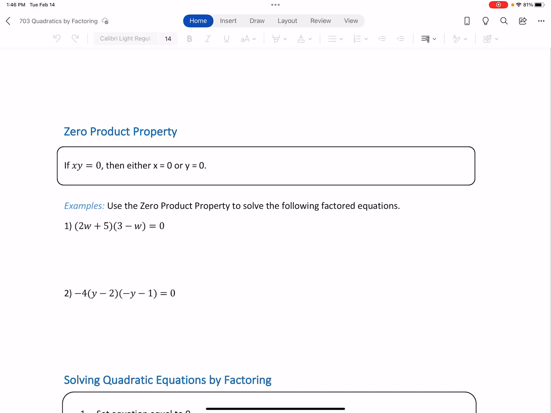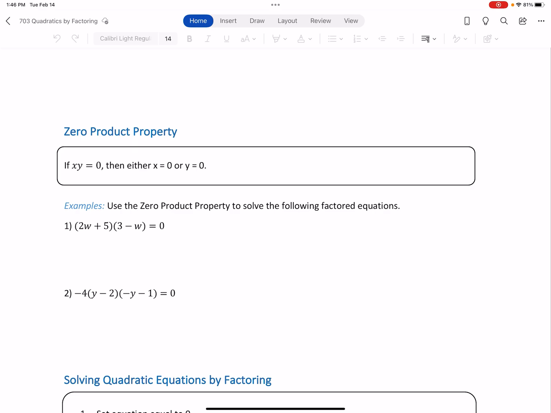Let's talk about how we use factoring to solve equations. So something really great about the real numbers is that we have this property called the zero product property. That means that if you multiply two things together and the answer is 0, then one of those numbers has to be 0. So you can't multiply two numbers and get 0 without one of those numbers being 0. So how do we use that?